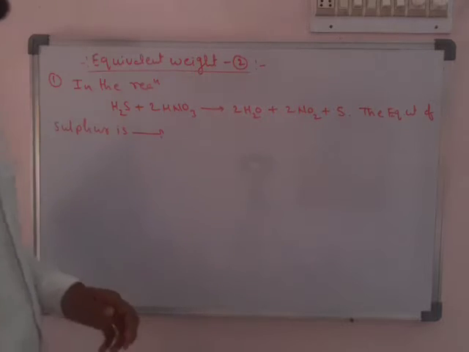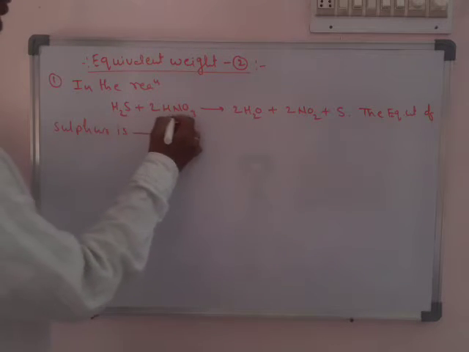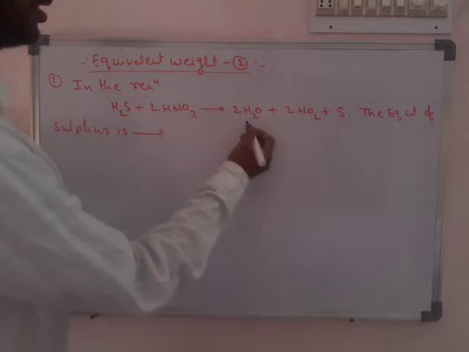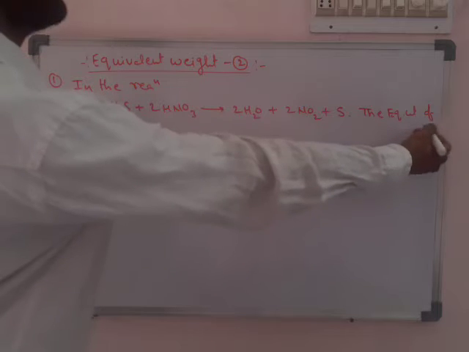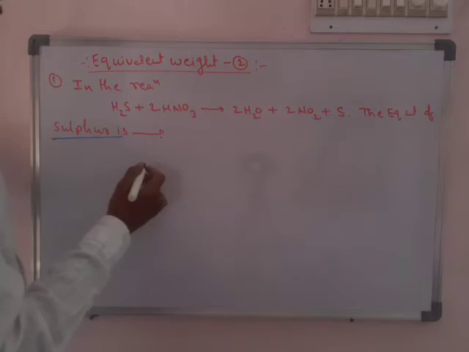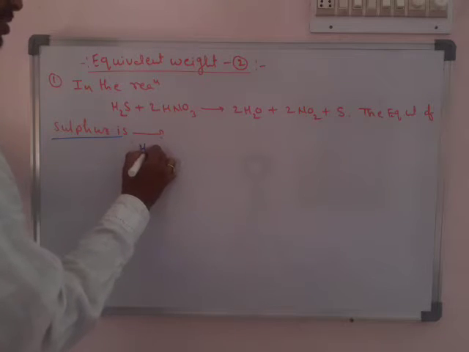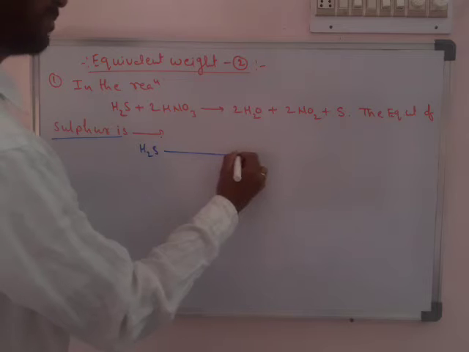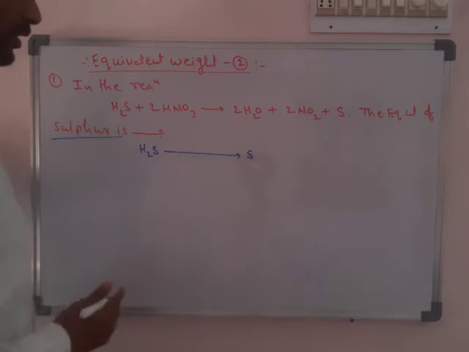Okay, so it is given the reaction: H2S, hydrogen sulfide, with an acid, nitric acid, forming H2O, nitrogen dioxide and sulfur. I have to find the equivalent weight of sulfur, so just compare the sulfur position in the reactants and products. Here, H2S becomes S. So one sulfur, no change.